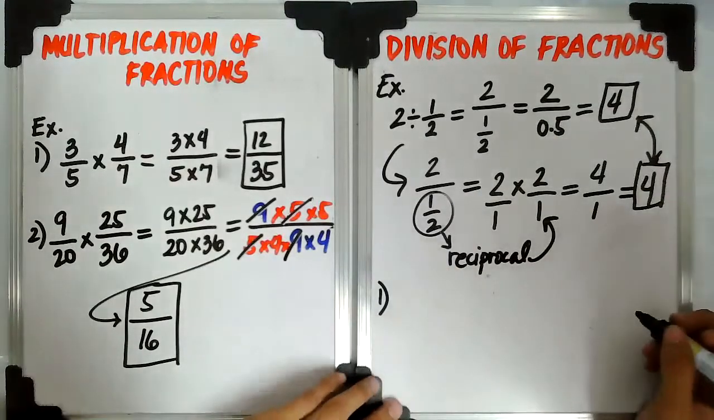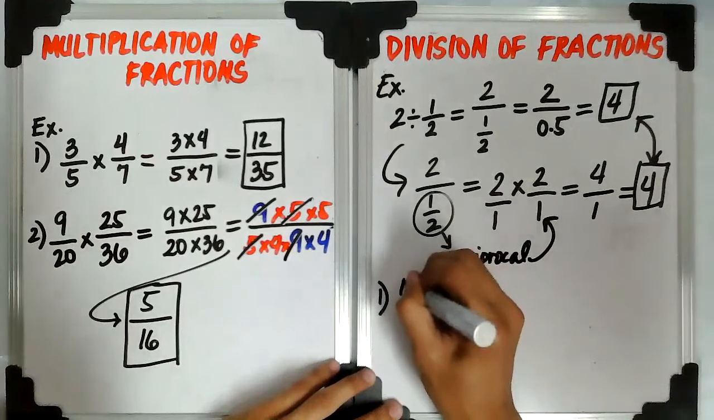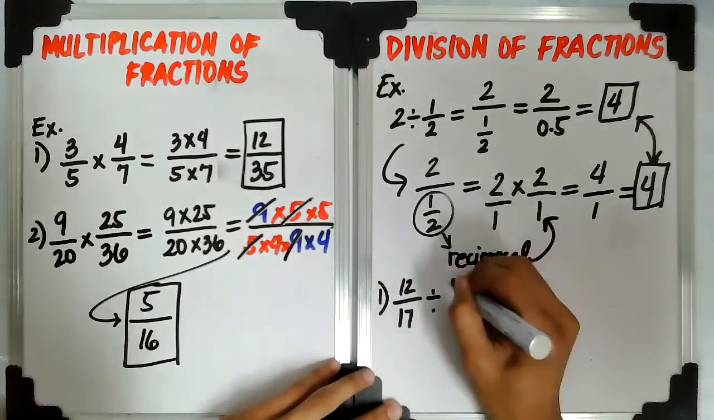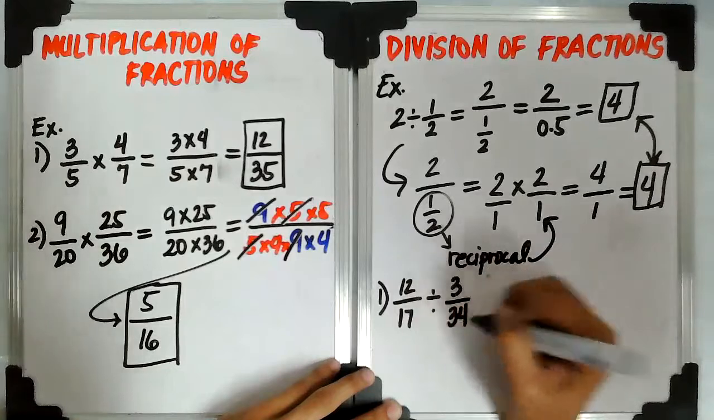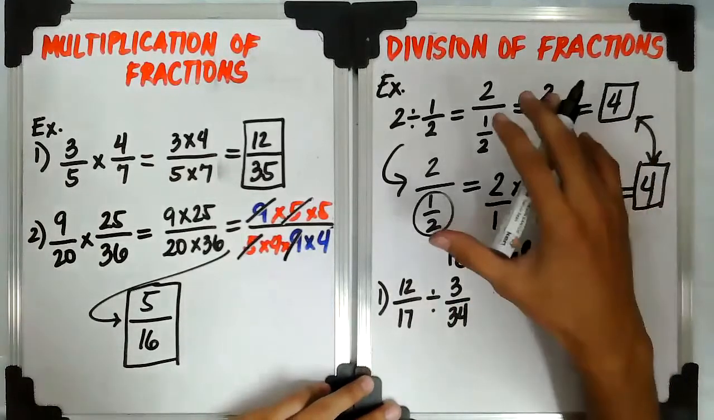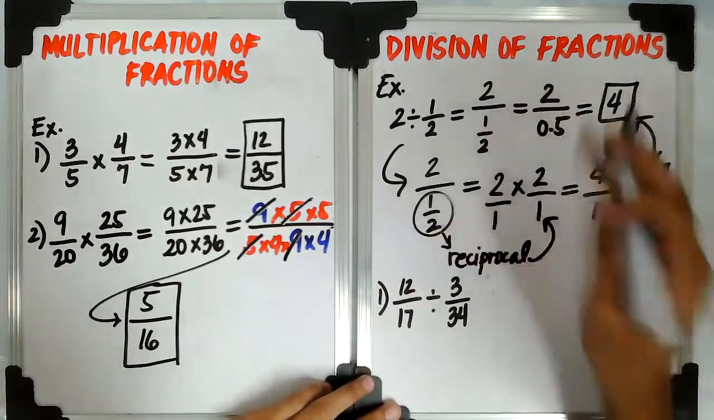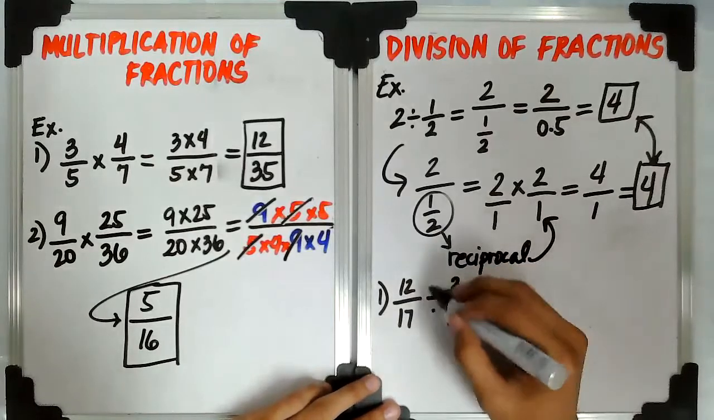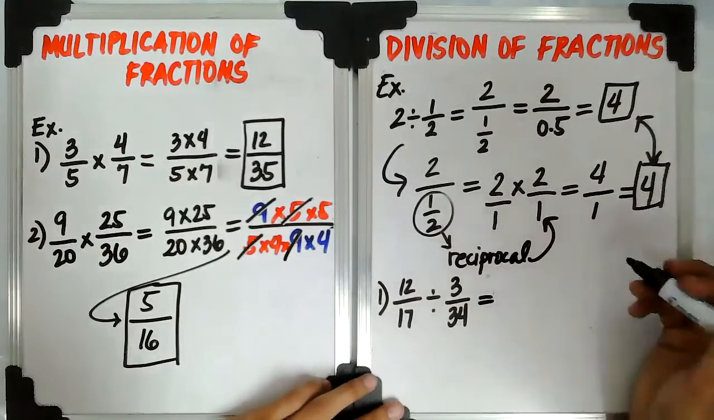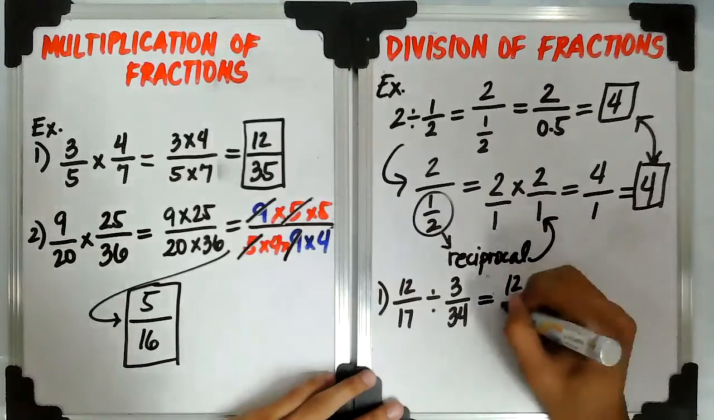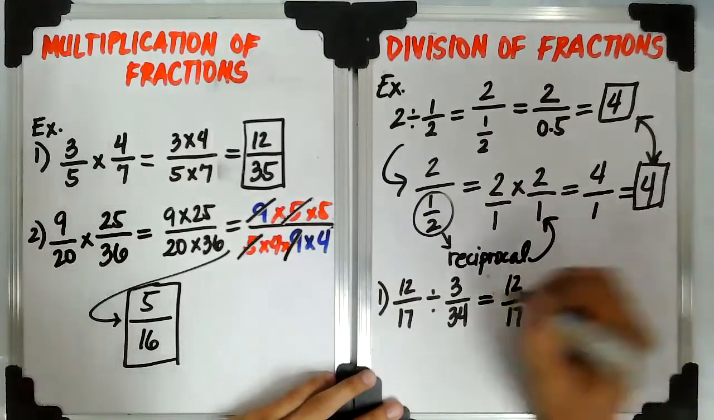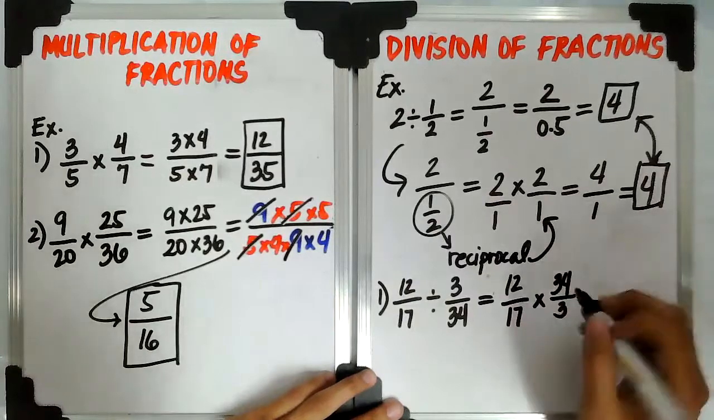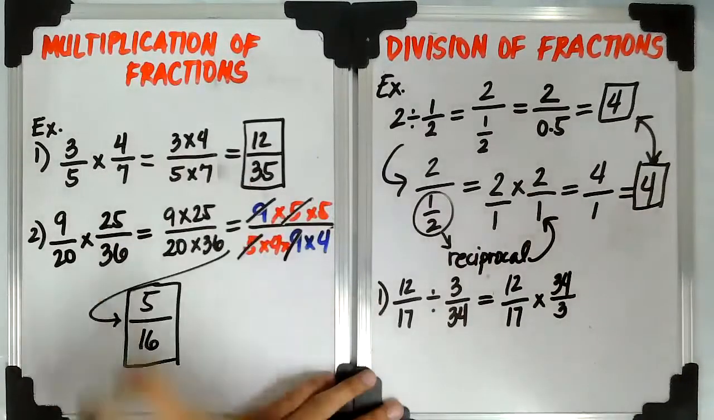All right. So let's have an example here to apply the concept of the division of fractions. We have here number one. We're going to get the quotient of 12 over 17 and 3 over 34. So by applying the concept of division here, this will be equal to getting the reciprocal of your divisor, then changing the operation to multiplication. So this will be equal to 12 over 17 times the reciprocal of this, which is 34 over 3, and do the process of multiplication.